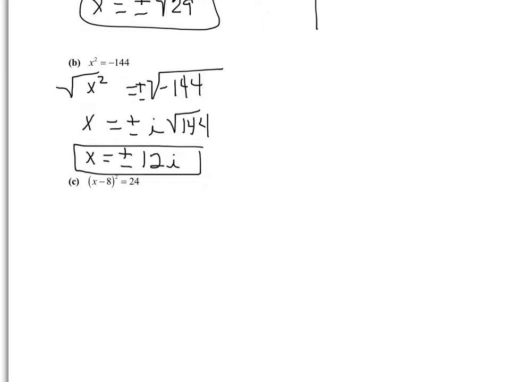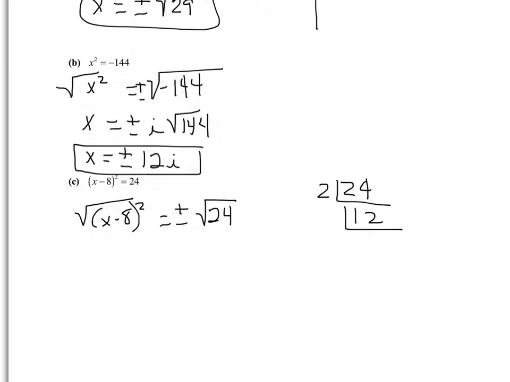Again, I'm going to take the square root of each side. So the left side, the x minus 8 in parentheses squared, I'll take the square root of that. Now on the right side, when I take the square root of 24, don't forget, it's both a positive and a negative. And when I look at that radical, I think there's a possibility it could simplify. So I'm going to come out here to the side and do my prime factorization. That's an even number, so 2 will go into 24 12 times. 2 goes into 12 6 times, and 2 goes into 6 3 times.